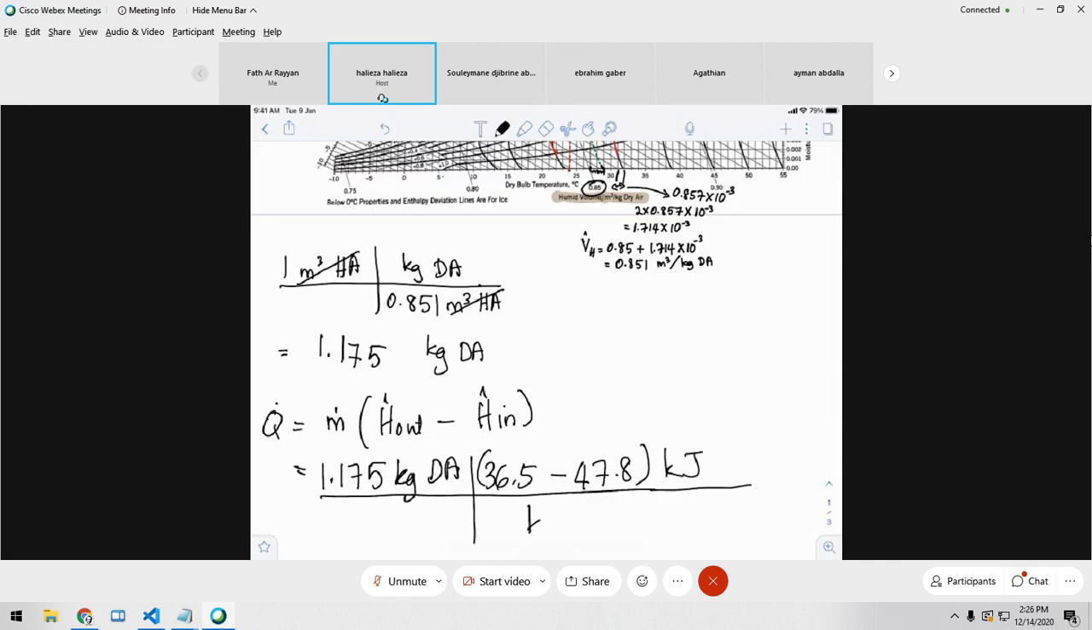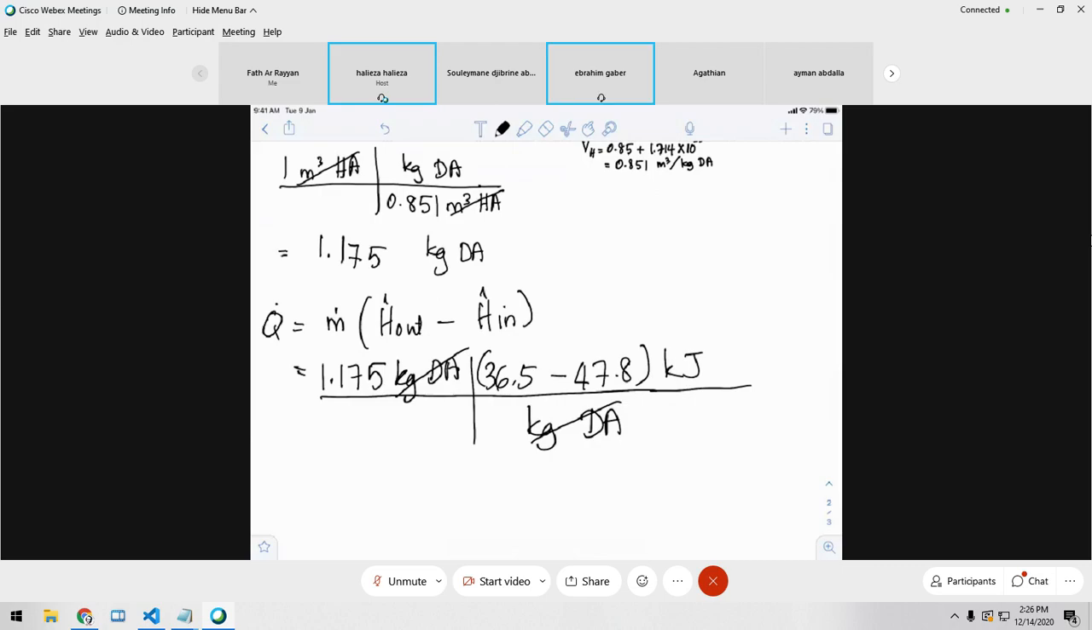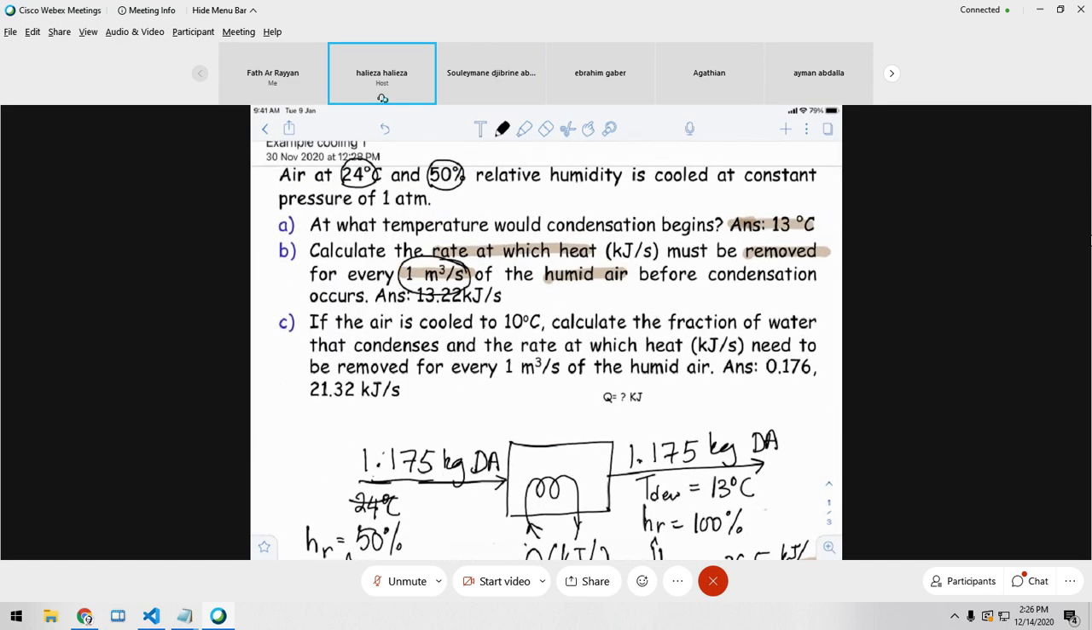The reason why everything is in terms of kilogram of dry air is because we want to cancel off the kilogram of dry air. So if you do the second. Sorry? It is a rate, per second. Oh yeah, yes. The meter cubic is per second. So it should be per second.